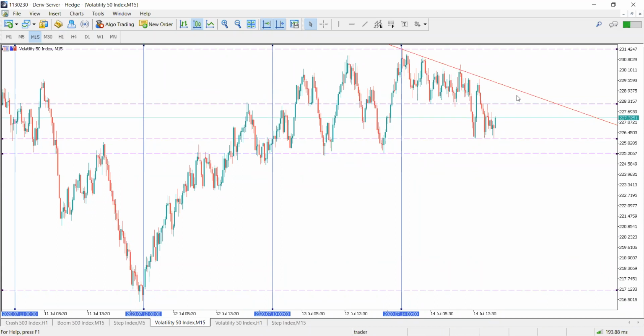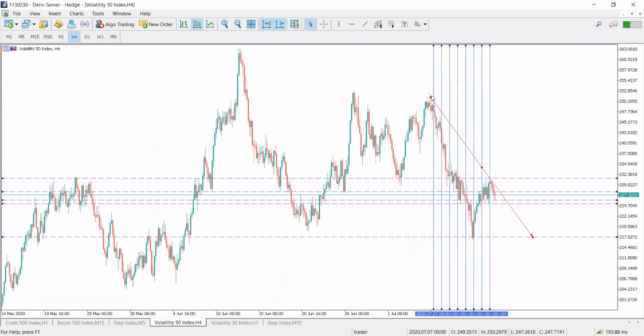I don't go to M50. I draw one trend line, okay? One major trend. I don't have so many. One major trend line, né? This will act as my resistant area. This is my major resistant area, okay?